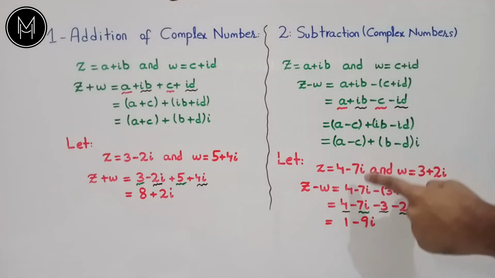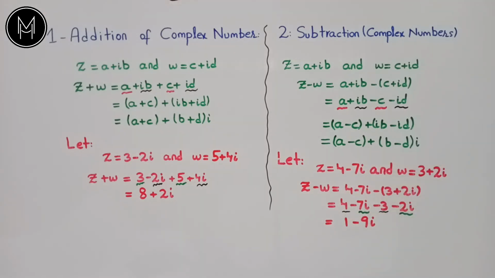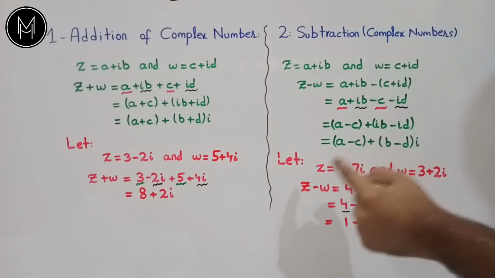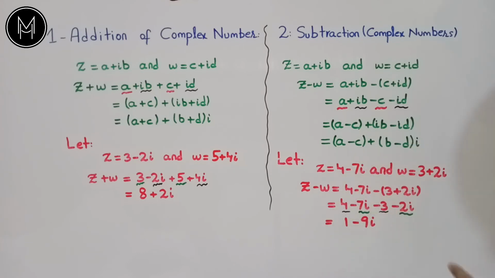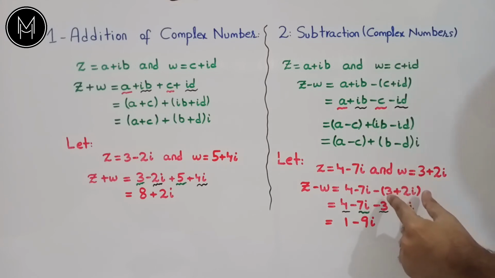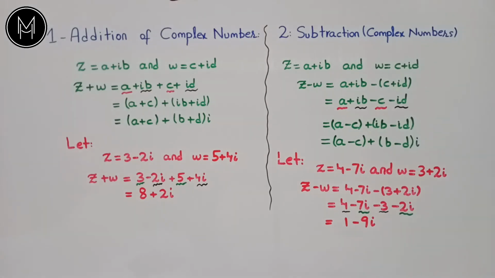z is equal to 4 minus 7i and w is equal to 3 plus 2i. Now subtract the complex number w from complex number z. So z minus w is equal to 4 minus 7i minus (3 plus 2i). Before multiplication, the complex number has a positive real part and positive imaginary part. After multiplication, the complex number will have a negative real part and negative imaginary part, and we have the equation 4 minus 7i minus 3 minus 2i.